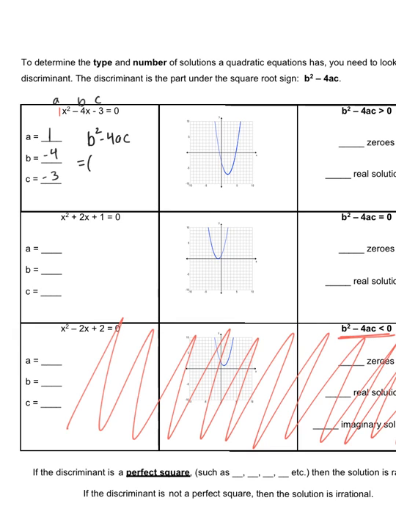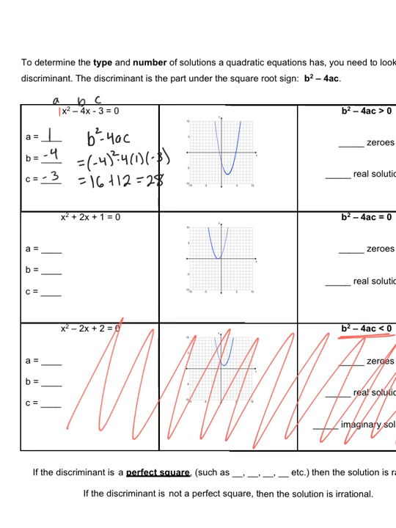So if I wanted to find b squared minus 4ac, I would have b, which is negative 4 squared, minus 4 times a, which is 1, times c, which is negative 3. So negative 4 squared is negative 4 times negative 4, which is positive 16. Then I've got 4 times 1 is 4, times 3 is 12, and I have 2 negative signs there, so that's going to be a plus 12. So we're going to get 28.